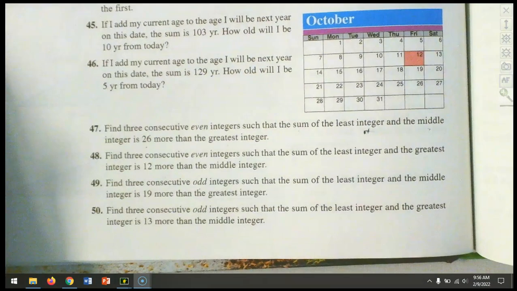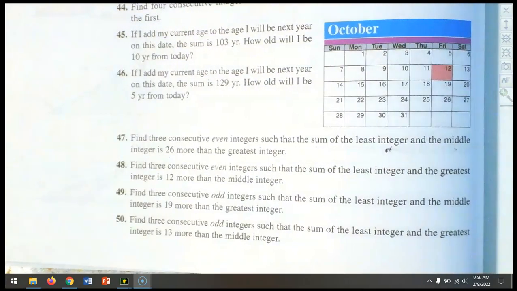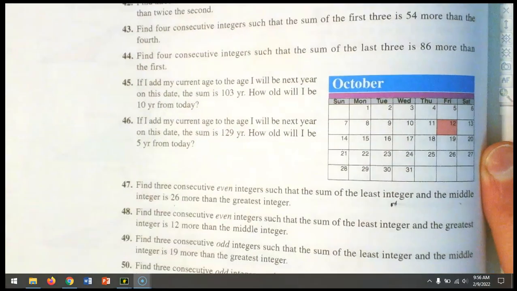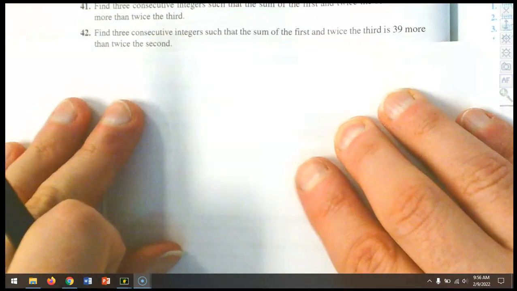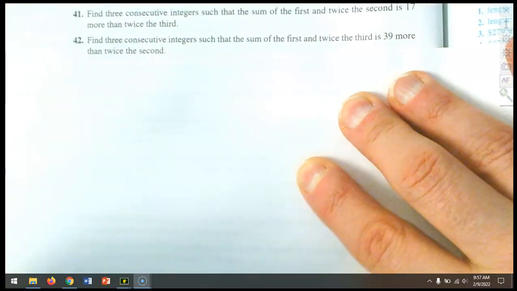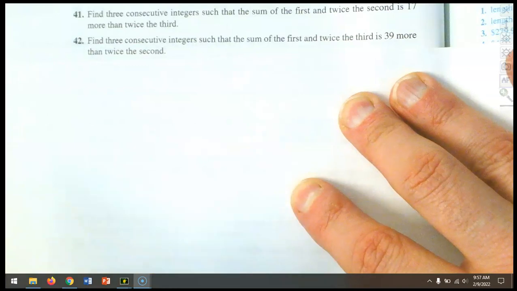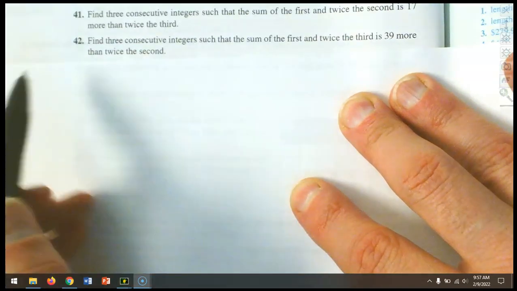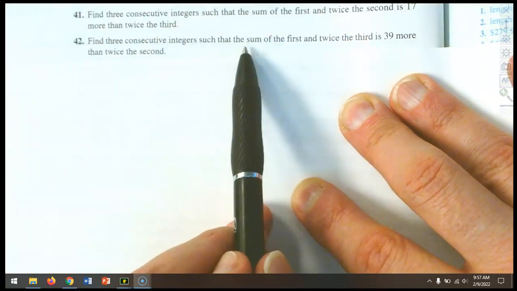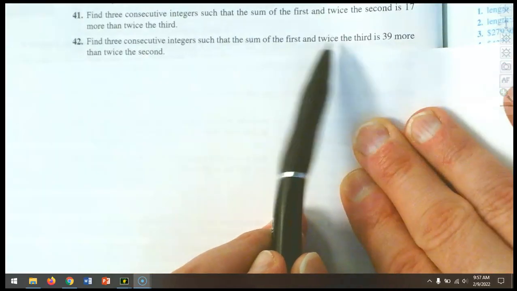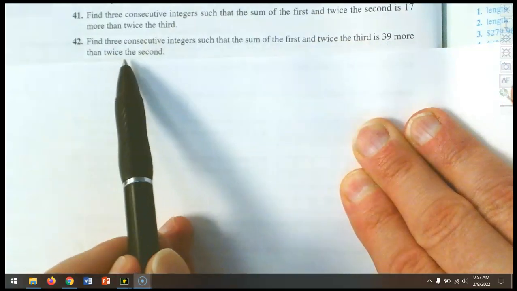How about we look at question 42? So we're going to look here at question 42. Move it so we can see it here. First off, we're going to read it through, then we're going to figure out what we're working with, write up our equation, and solve it. Find 3 consecutive integers such that the sum of the first and twice the third is 39 more than twice the second.